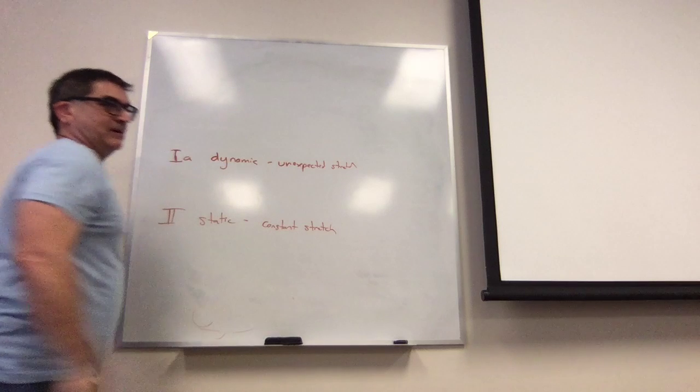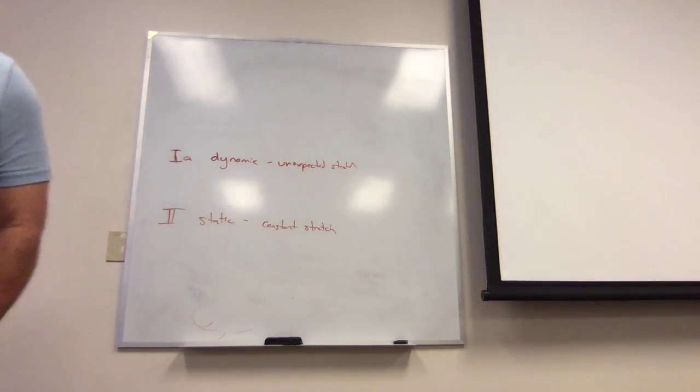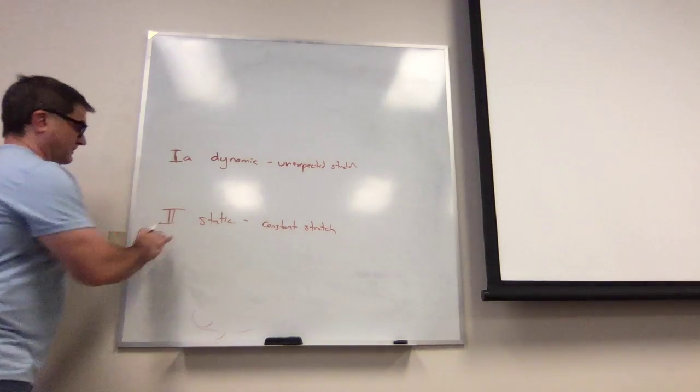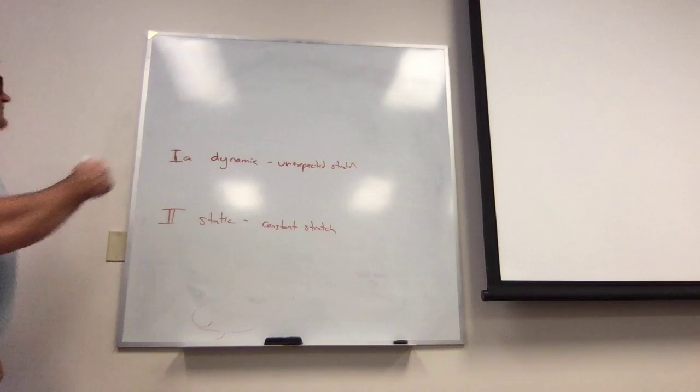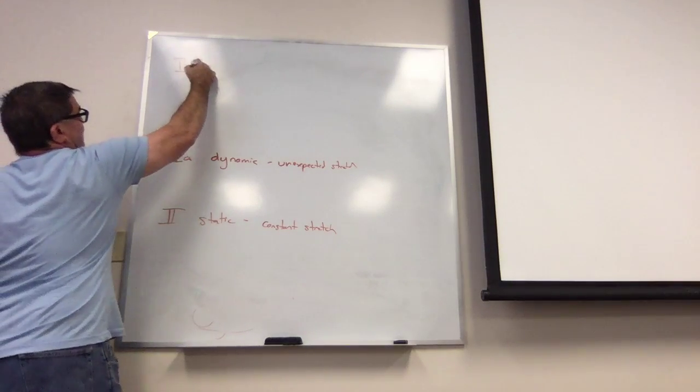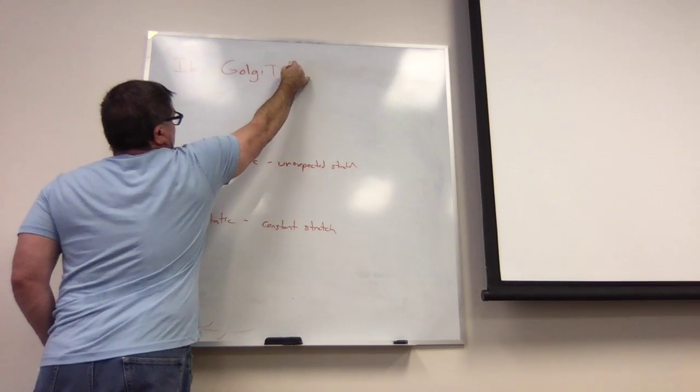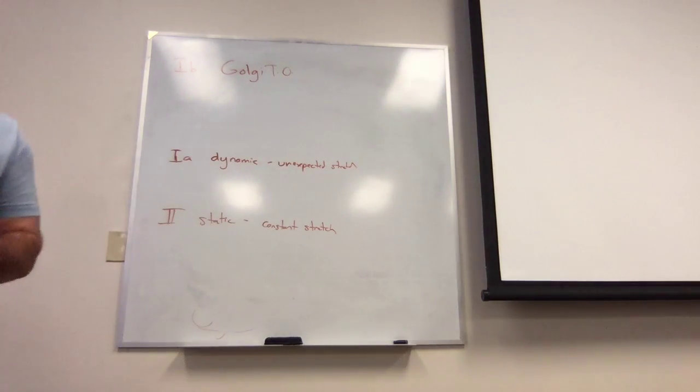That's for chronic, which is for constant stretch, which happens quite a bit. So anytime we're, two. 1B is from the Golgi. So if we put it up here, 1B is Golgi.